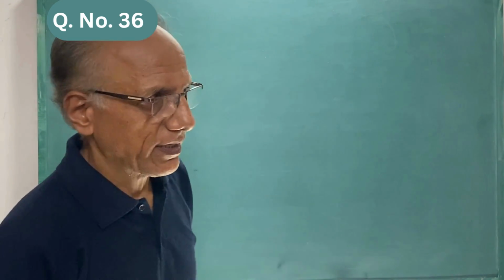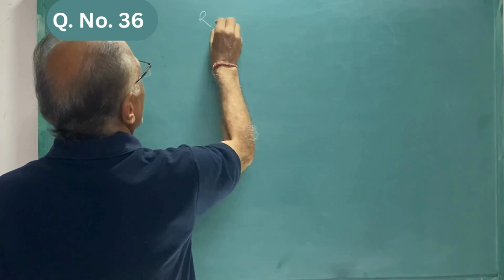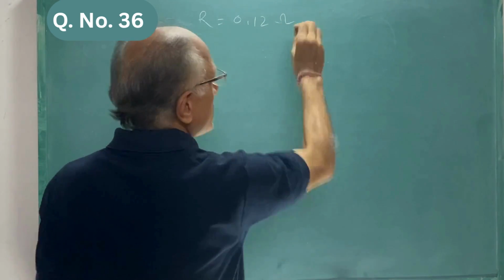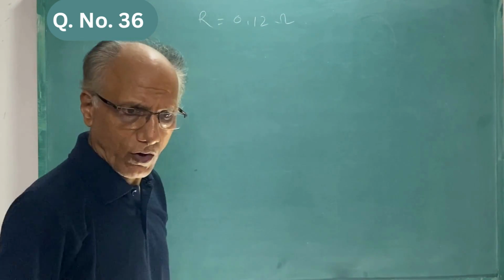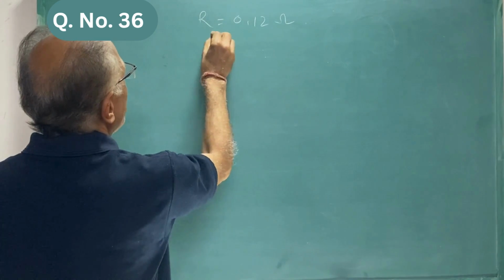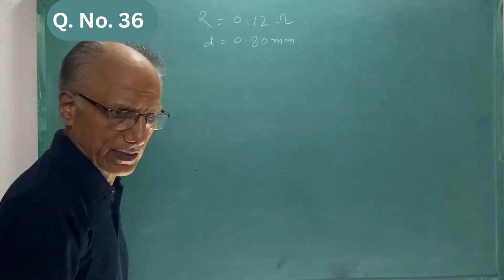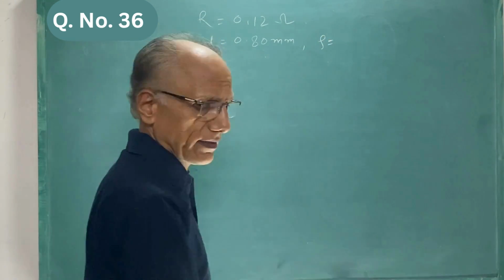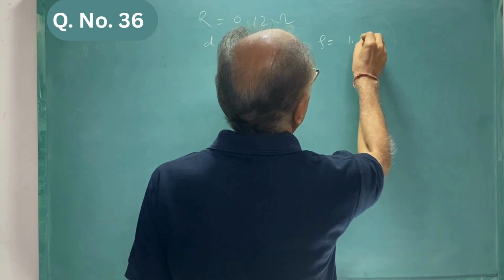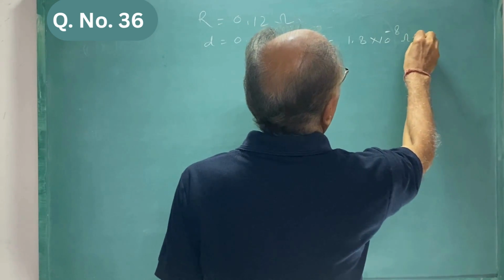Number 36. In this question, a student needs to make a 0.12 ohm resistance with the help of a wire, and the wire is a copper wire of diameter 0.80 mm, and the resistivity of the copper is given to you, 1.8 into 10⁻⁸ ohm meter.